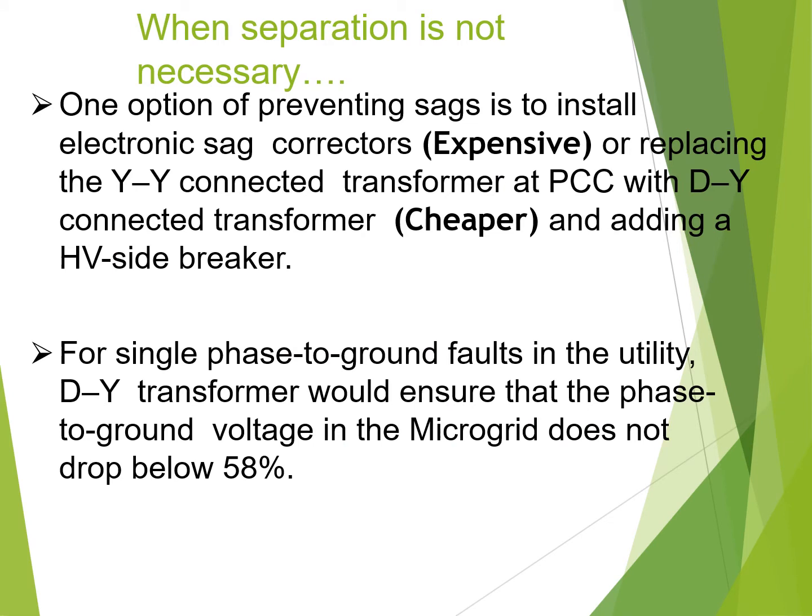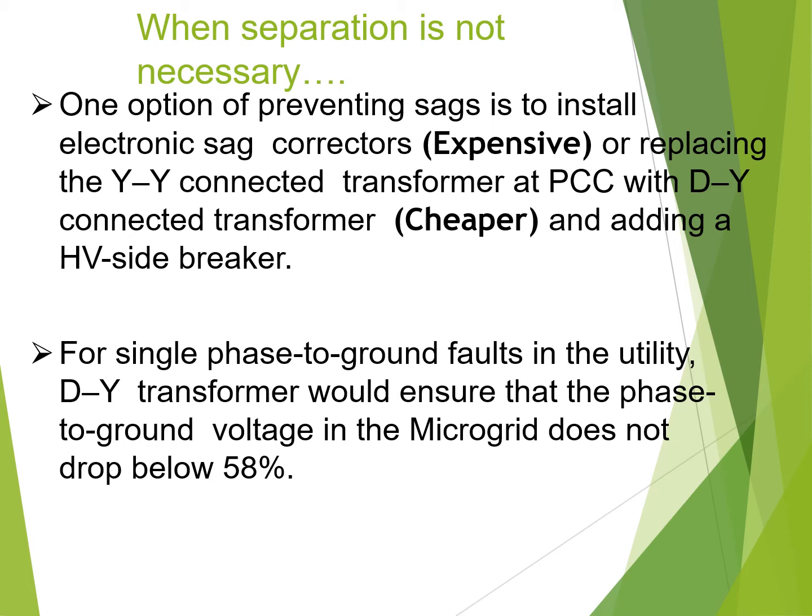Another option to prevent sag is to install an electronic sag corrector, which is very expensive. Or we can replace the star-star transformer with a delta-star transformer, and that is much cheaper. And we can also add a high voltage side breaker. Usually for single phase to ground faults in the utility, a delta-star transformer would ensure that the phase to ground voltage in the microgrid does not drop below 58%.